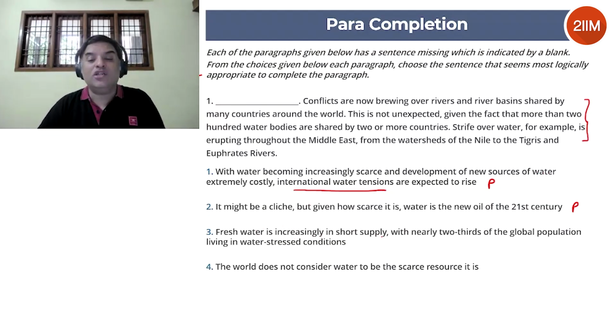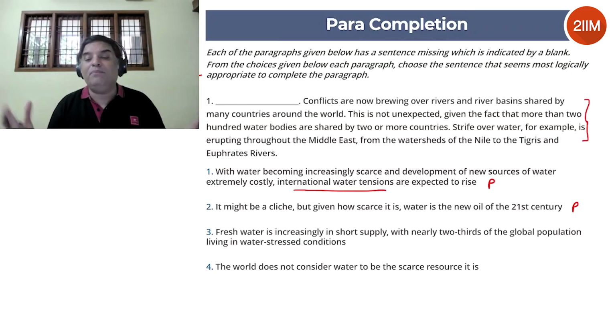Okay, let's look at 3. Freshwater is increasingly in short supply, with nearly 2/3 of the global population living in water stress conditions. So it is also talking about scarcity, short supply. It's talking about fresh water specifically, and saying 2/3 of the global population is living in water stressed conditions. Could fit, but again, there is no implication or mention of international water tensions or tensions between different countries, right?